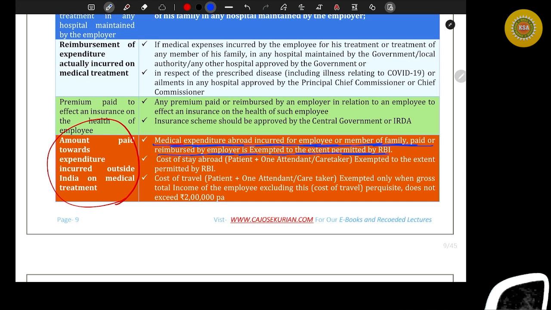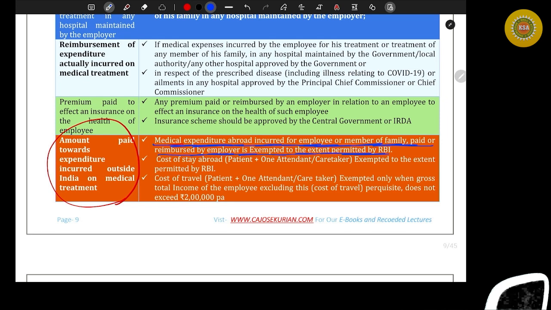If your GTI is 2 lakh or less, then what is your designation in the company? The lowest level. No company will sponsor a lowest level employee to undergo an overseas treatment. Yes or no? Yes, so what the department says is, if you want to claim the cost of travel as an exemption, then your gross total income should be how much? 2 lakh. And for determining that GTI, don't add this cost of travel because you don't know whether that cost of travel is taxable or not taxable.